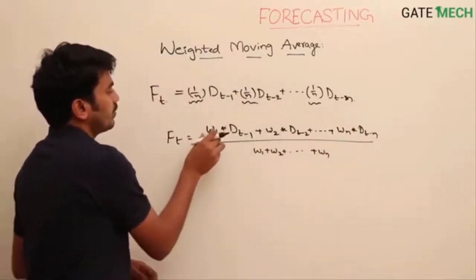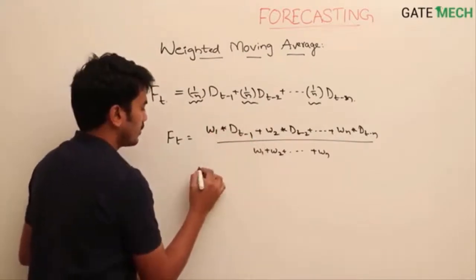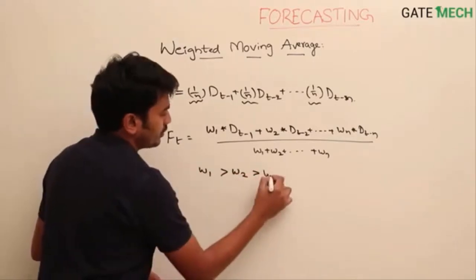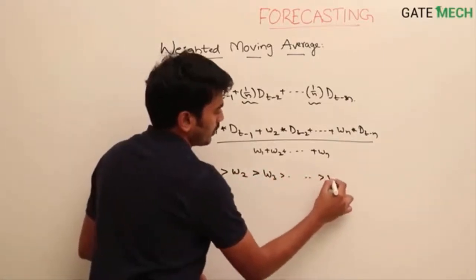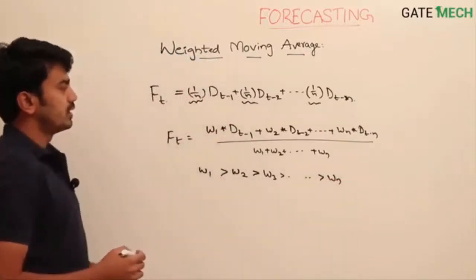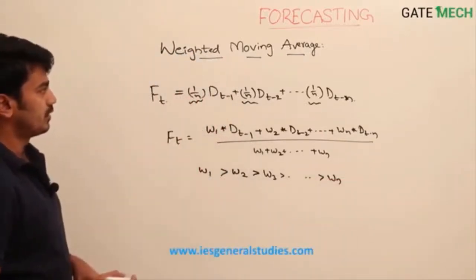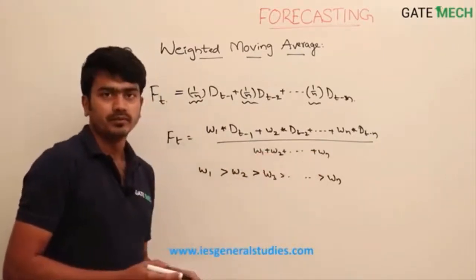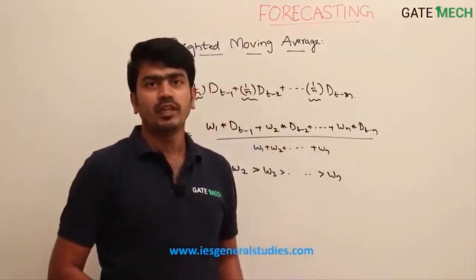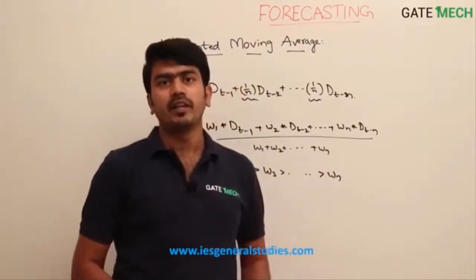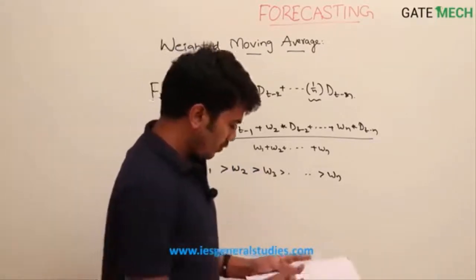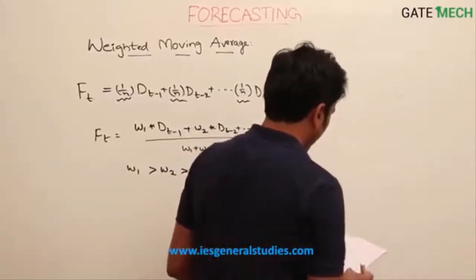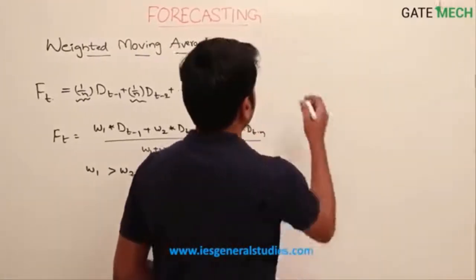And since we are giving more weightage to the recent one, this condition holds good: W1 greater than W2 greater than W3 and so on, Wn. So this is a weighted moving average method where we are giving different weights to the different demand points. Now let us look at an example of how to calculate weighted moving average. We have a question in GATE 2014 on moving average. We will use that to calculate the weighted average.